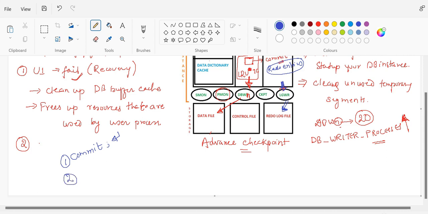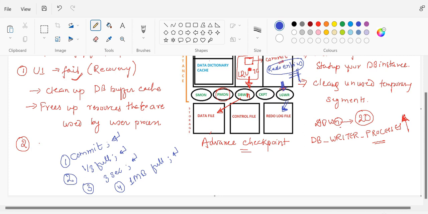Number 2, when the redo log buffer cache gets 1/3 full, LGWR will write all the redo entries to the disk. Apart from that, there is one more situation: every 3 seconds it will write. And if the redo log buffer cache gets 1 MB full, it will write all the redo entries to the redo log files. So these are the situations when it writes.